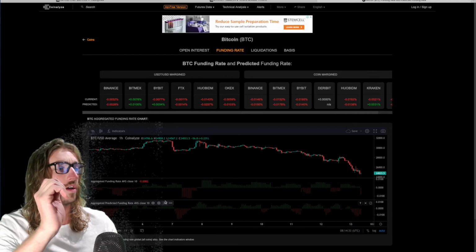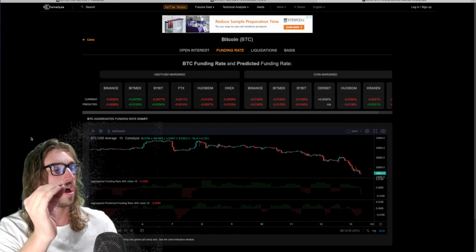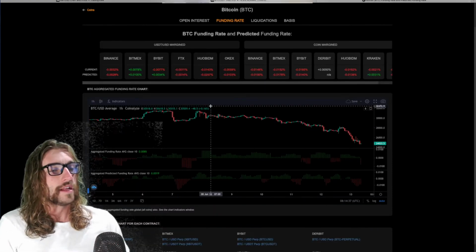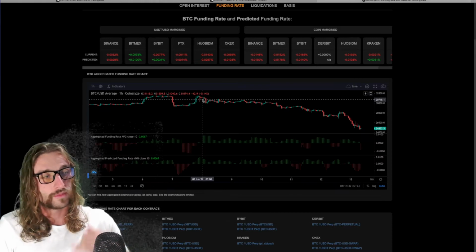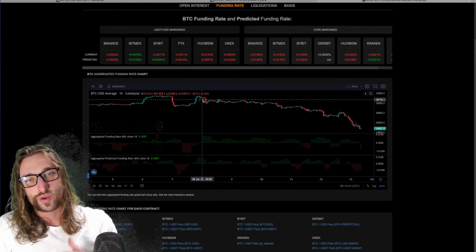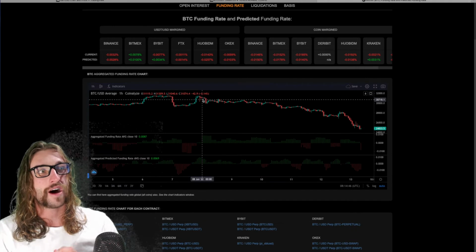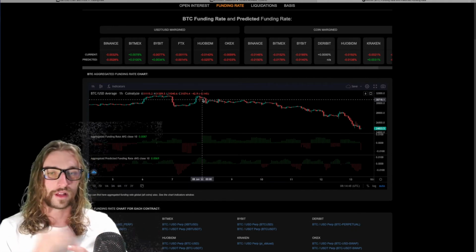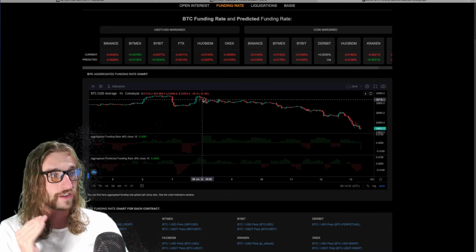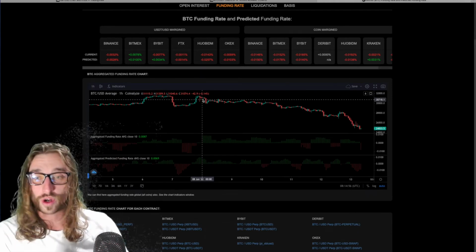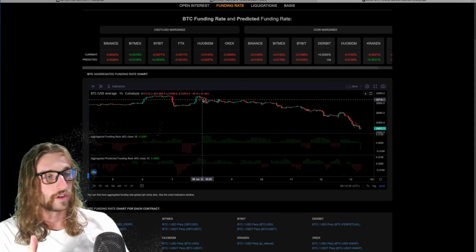The funding rate. The funding rate is, to simplify, if you want to learn more about it, you can see it on Blockchain Bulls. But what you want to know about the funding rate is, in the market, there are longers and shorters, people betting the price is going to go up, and people betting the price is going to go down. When the funding rate is positive, the longers are far more aggressive.